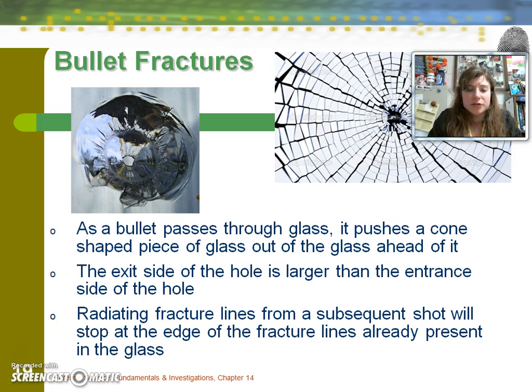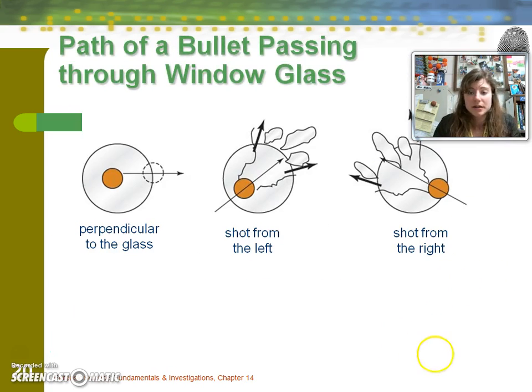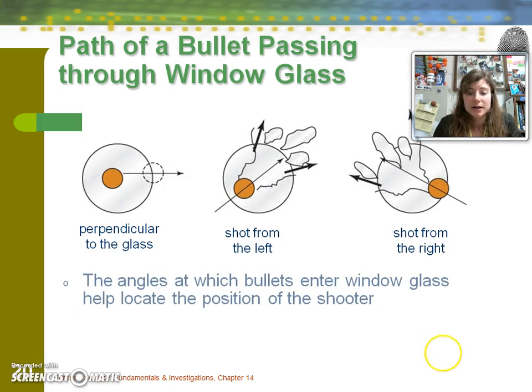Now, as a bullet goes through, the bullet will push a cone of glass as it moves its way through. Therefore, the exit side becomes larger than the entrance side. So this can tell you about directionality with firing. This is, by the way, similar to what happens when a bullet passes through a human. The exit side of the wound is larger than the entrance side. So this would be an example of how you could infer the directionality with these shots.